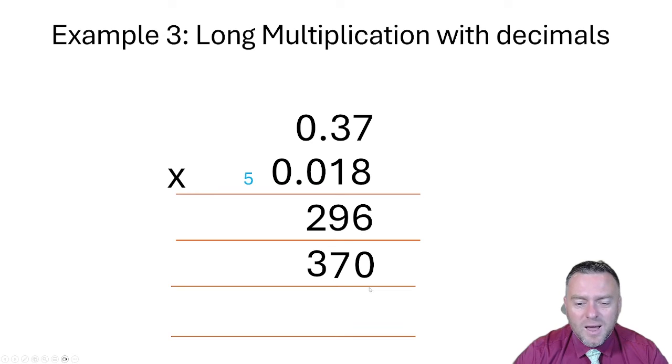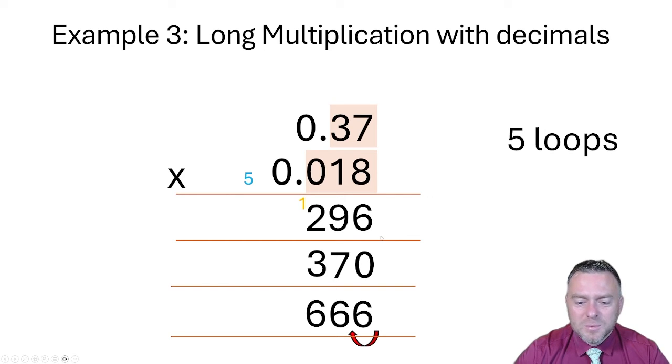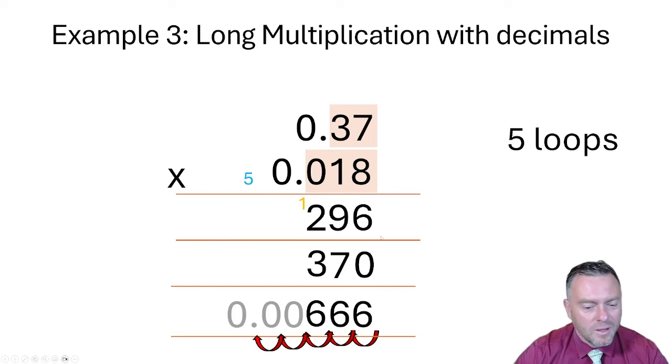We then go through and add that together. So we got 6, 6, and then carry the 1, and then we also get a 6. So we've got the devil's number. We then go through and count off how many decimal place shifts we've done. So 1, 2, 3, 1, 2. So we're going to do 5 loops. So 1, 2, 3, 4, 5. And then we put in the decimal point. So 0.00666 is what this number would work out to be.